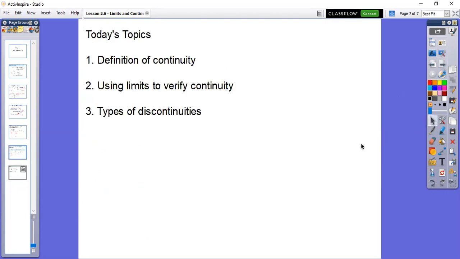So that is it for today. Today we talked about the definition of continuity, how we use limits to verify continuity. So if something asks you to prove continuity, you prove that the limit is equal to the value of the function at that point. And then we also talked about the types of discontinuities.